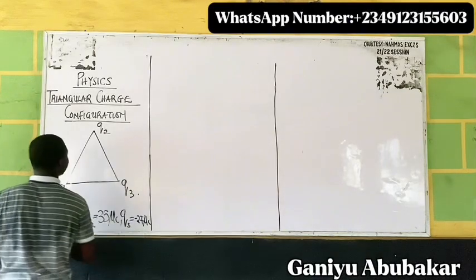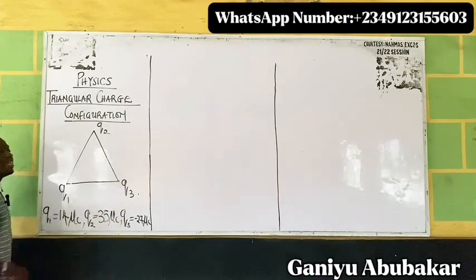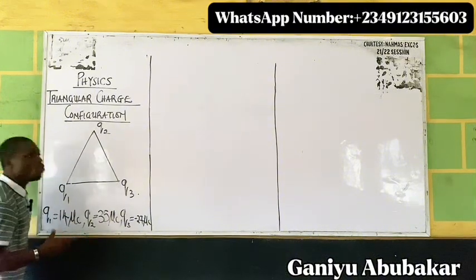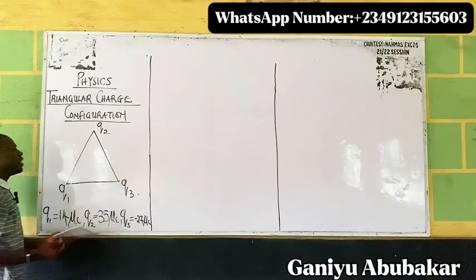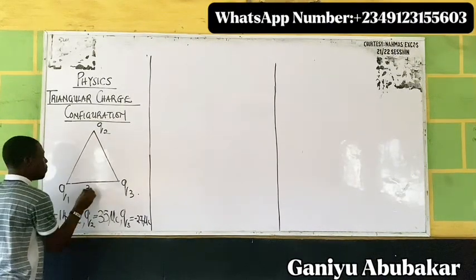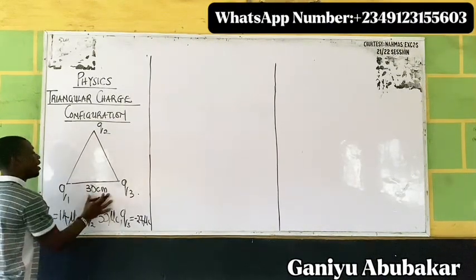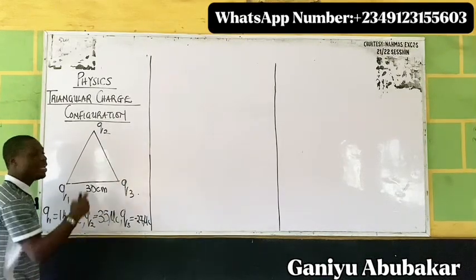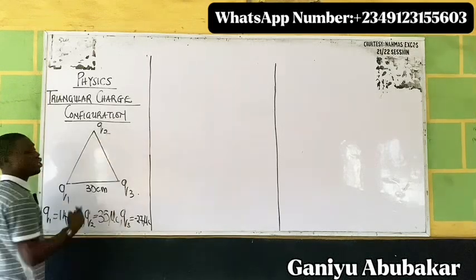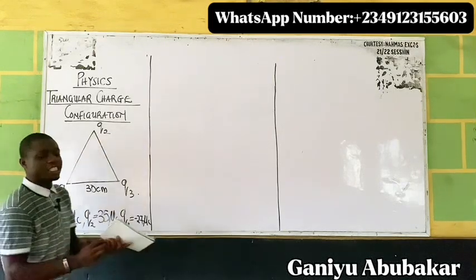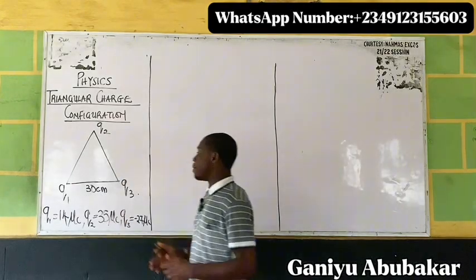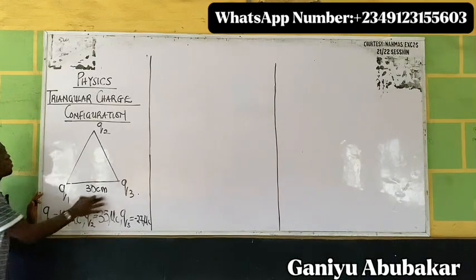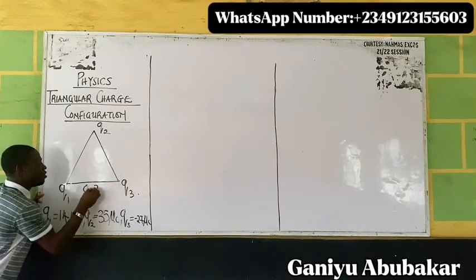They give us a distance. They said we should assume that this triangle is an equilateral triangle. For an equilateral triangle, we expect that all sides are equal. The distance they give us is 30 cm. So 30 cm here, 30 cm here, 30 cm here. Why? Because this triangle is an equilateral triangle, all sides are equal. We said your first task is to convert your cm to meters. So 30 cm to meters, divided by 100, I'll have 0.3 meters.